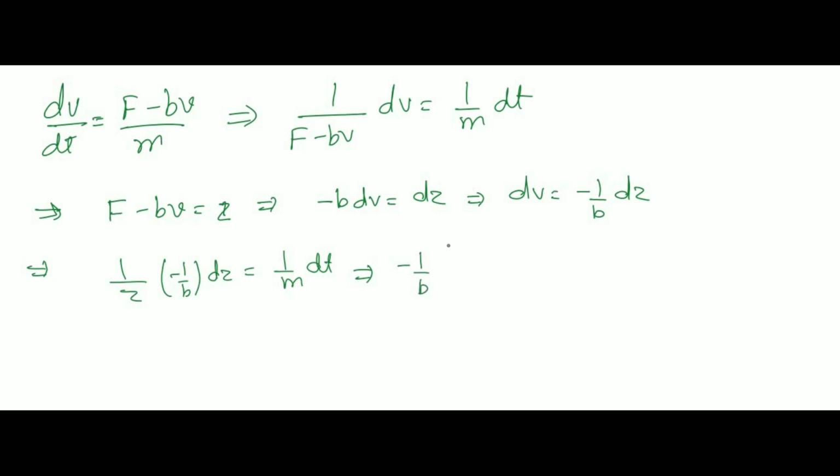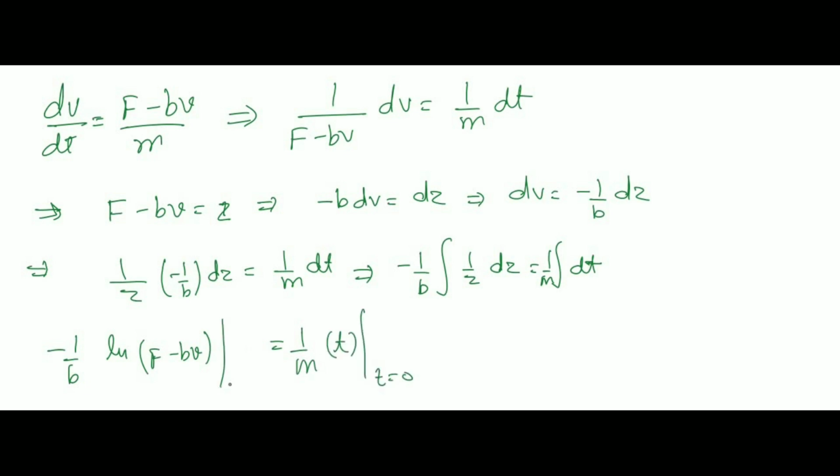So this is minus 1 by b integration of 1 by z dz is equal to integration of 1 by m dt, integrating both sides. Remember, after integration you have to put the limits. So minus 1 by b, this will be ln z, and let us put the value of z here only, F minus bv, with the limit on the velocity part, and on the right, 1 by m, this is t. Let us put the limits: at t equals 0, the velocity was u equal to 0, at t equals t, the velocity is v. Just substitute it, so this will be ln of (F minus bv) by F, and this is minus bt by m minus 0.